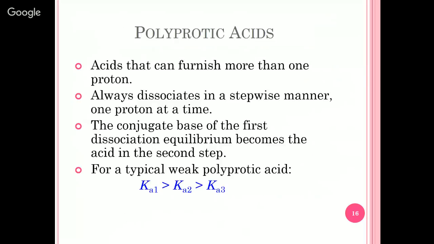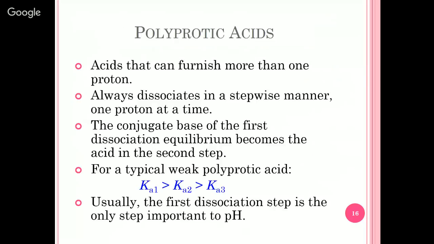So for typical weak polyprotic acids, in terms of your equilibrium constants, Ka1 is for the dissociation of your first proton, Ka2 is for the second, and Ka3 would be for the third. Your equilibrium constant for your first proton is much larger than it is for your third proton. Hopefully this makes sense, because once we get into Ka2 and Ka3, we can look at the fact that now both of these can behave as acids or bases. Generally speaking, they will prefer one way or the other, and that's based on Ka values or Kb values.